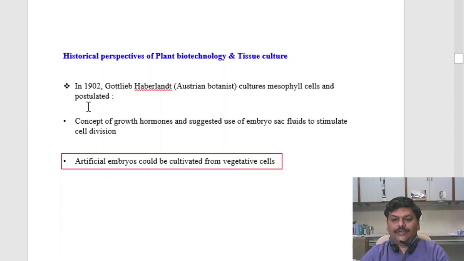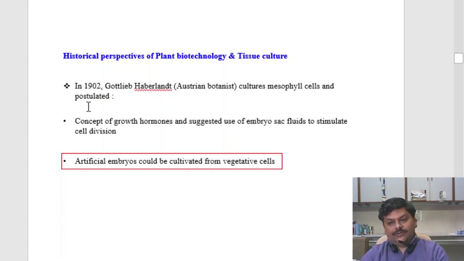And he proposed that, provided a suitable nutrient solution and growth hormones, now this was a huge development, we can induce cell division in plant cell culture techniques. Later on, he actually got dividing cells when he used embryo sac fluids for the supply of plant hormones. And he also postulated that artificial embryos can be cultivated from vegetative cells.